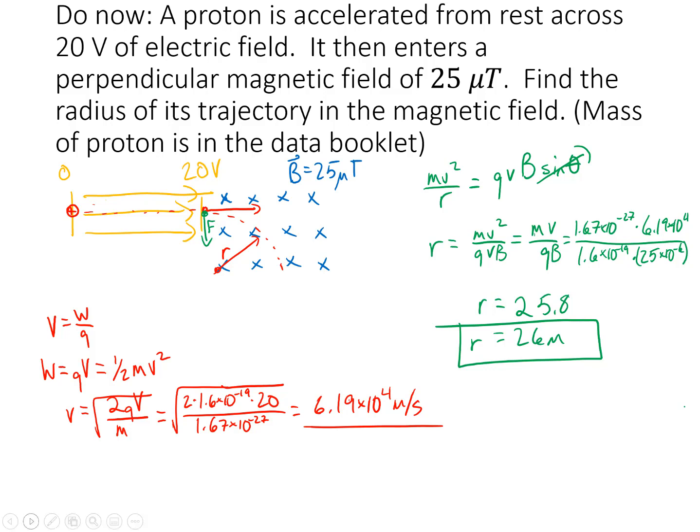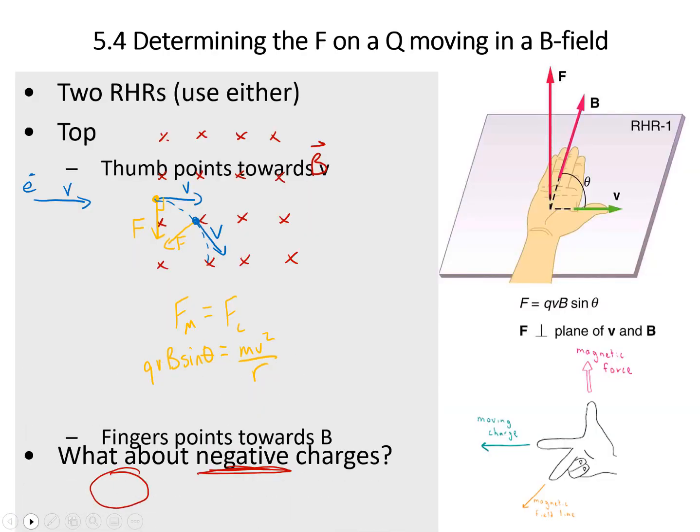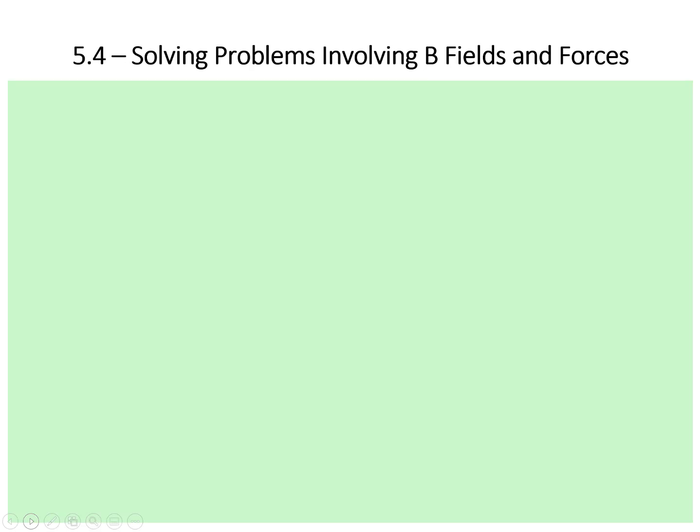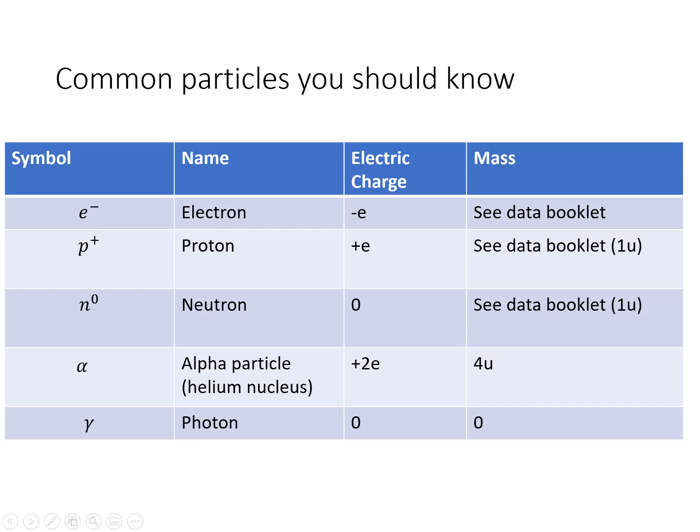Oh, actually, that's not all. There's one last thing. Over the course of this course and over the course of this unit, there are a few particles that you really need to know off the top of your head. You don't need to memorize all their properties, but you need to know what they are, and you need to know how to find all their properties. The particles are the electron, proton, neutron, alpha particle, and photon. The electron, proton, and neutron are all the particles in an atom, and they should be pretty straightforward. Electron has a charge of negative e, proton has a charge of positive e, and neutron has a charge of 0. Their masses are all also given in the data booklet.